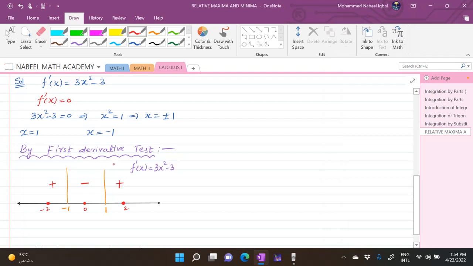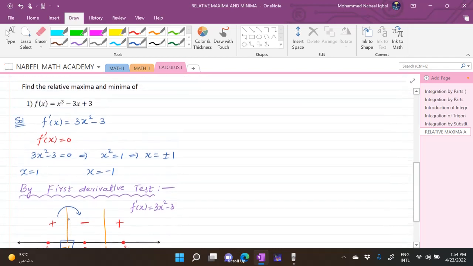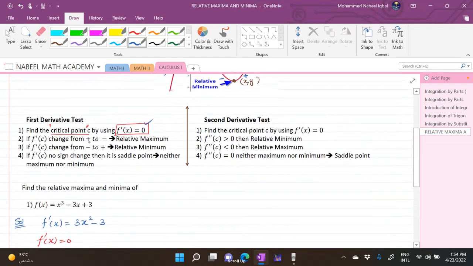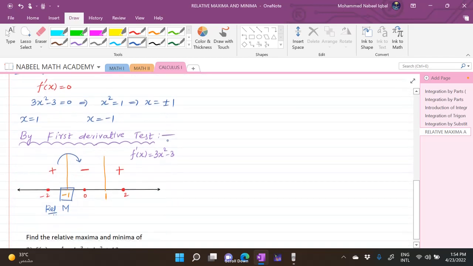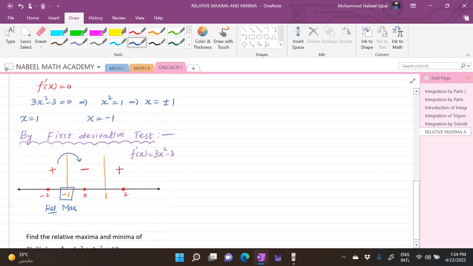So what is your conclusion now? This point is changing from positive to negative, that is, plus to minus. Plus to minus is what? Plus to minus is maximum. So this one is a relative maximum.